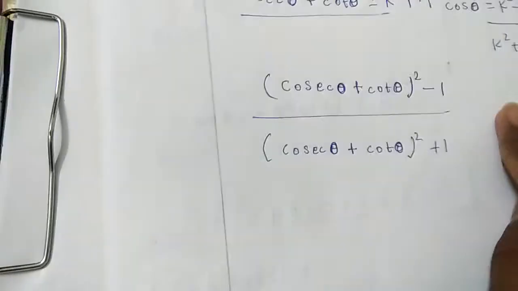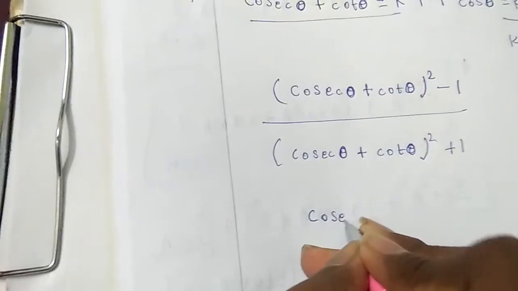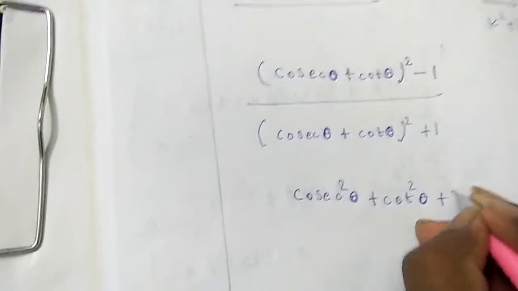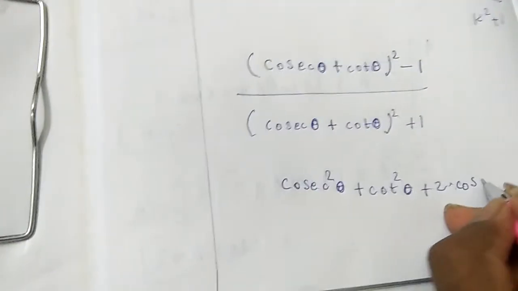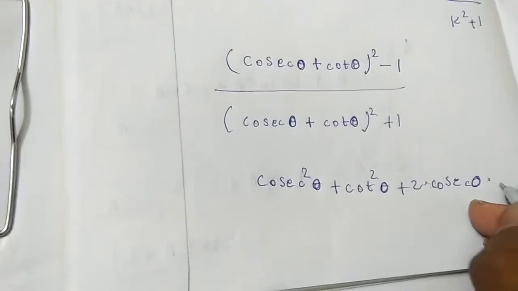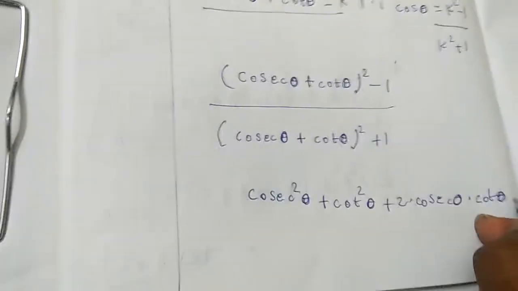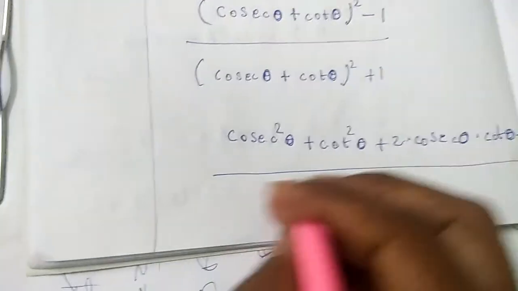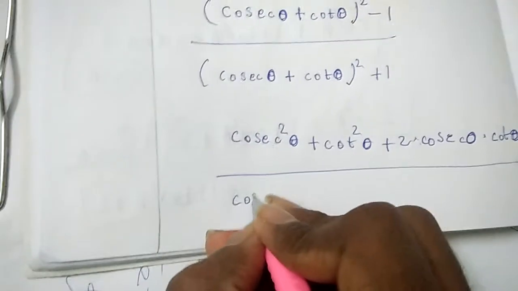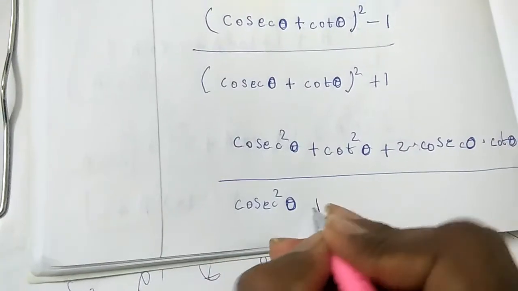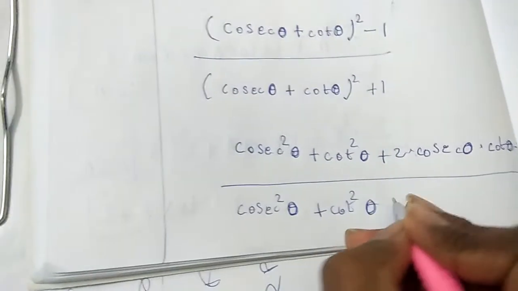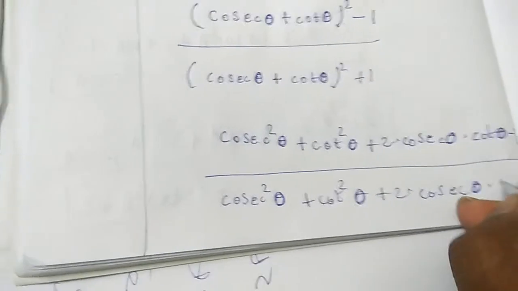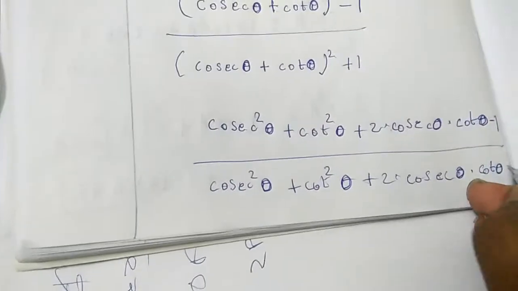So let us expand. Cosec square theta plus cot square theta plus 2 cosec theta into cot theta, minus 1, by cosec square theta plus cot square theta plus 2 cosec theta into cot theta, plus 1.